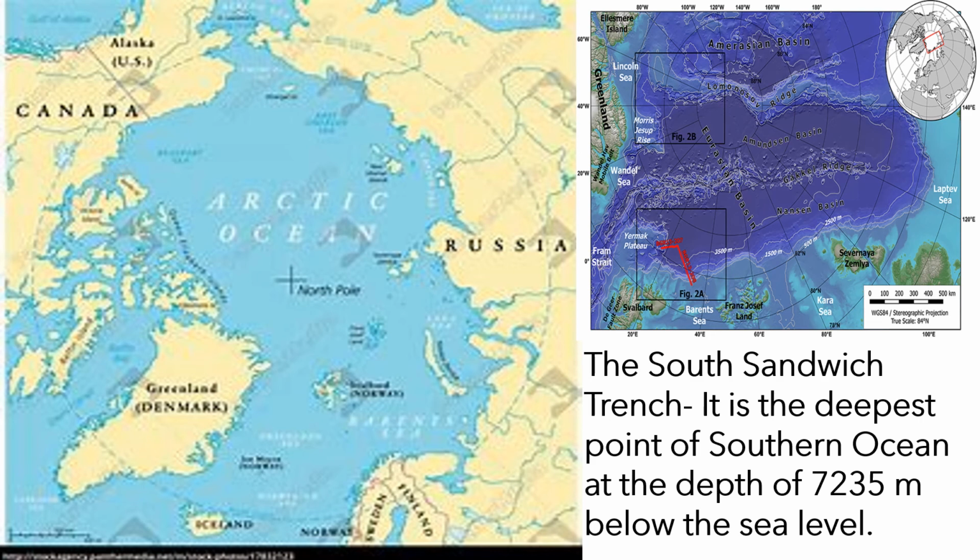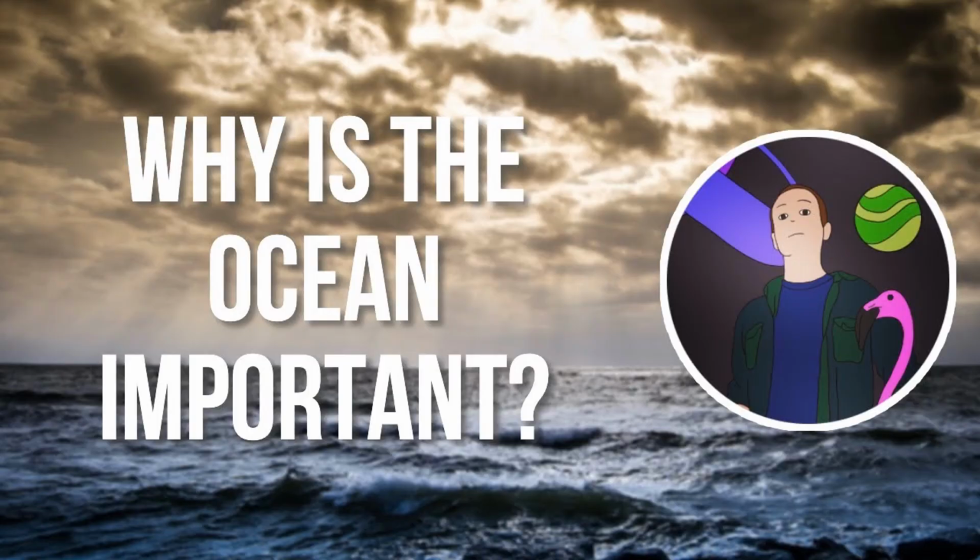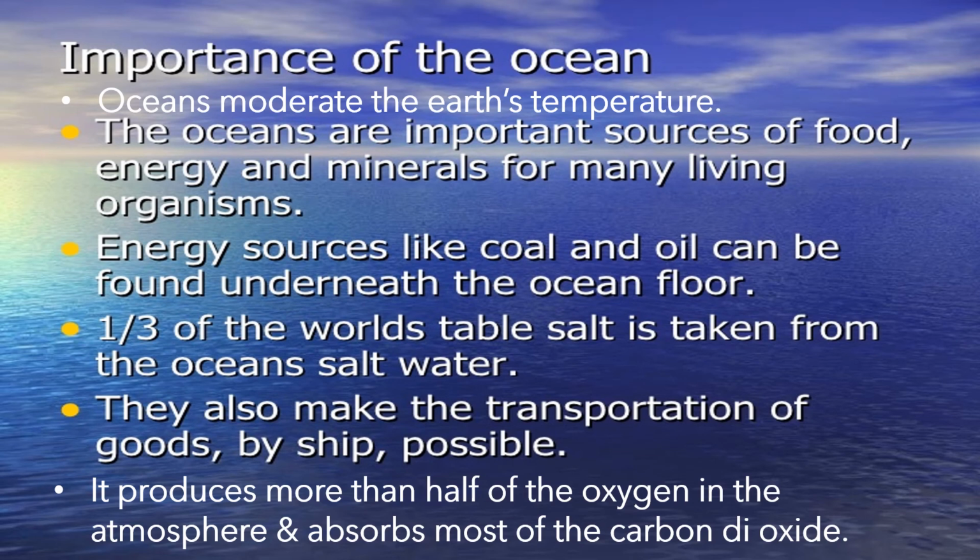Now children, the importance of ocean. Why the oceans are important for us. Oceans are important for us because oceans moderate the Earth's temperature. Moderate means they balance the temperature. They don't allow the Earth to become very hot during day or very cold during night. So they moderate the temperature.